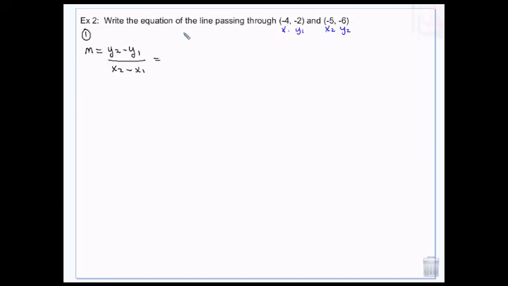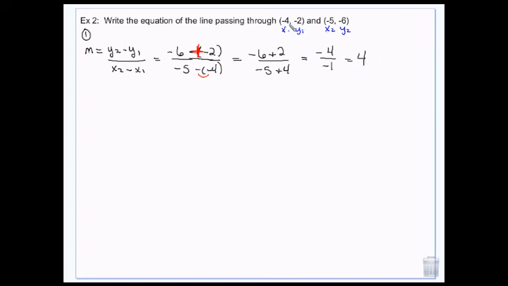Oh, okay. So we're going to find the slope first. So I've got x1, y1, x2, y2. So negative 6 minus negative 2 over negative 5 minus negative 4. And don't forget these minus and negatives become positives. So I get negative 6 plus 2 over negative 5 plus 4. So that's going to give me a negative 4 over a negative 1, which is a positive 4. Okay, so negative, negative, positive.